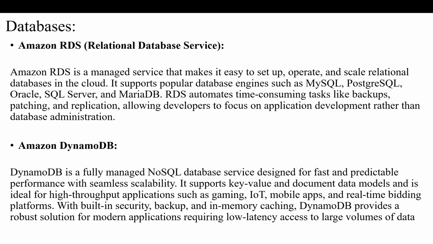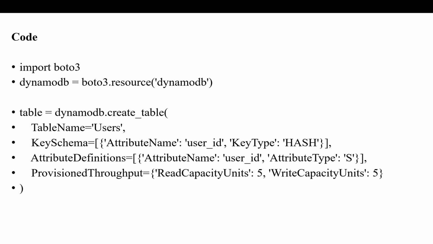Amazon DynamoDB. Amazon DynamoDB is a fully managed NoSQL database service designed for fast and predictable performance with seamless scalability. It supports key-value and document data models and is ideal for high-throughput applications such as gaming, IoT, mobile applications, and real-time bidding platforms. With built-in security, backup, and in-memory caching, DynamoDB provides a robust solution for modern applications requiring low-latency access to large volumes of data.